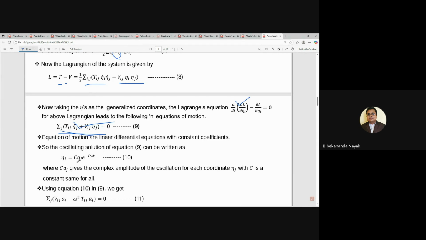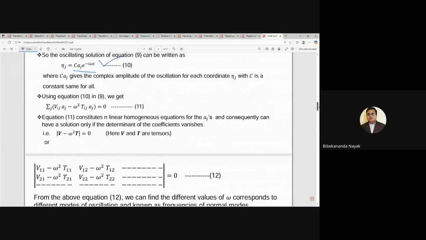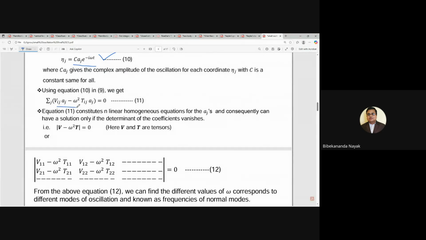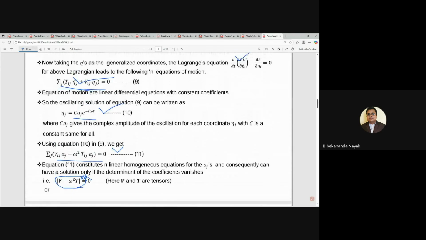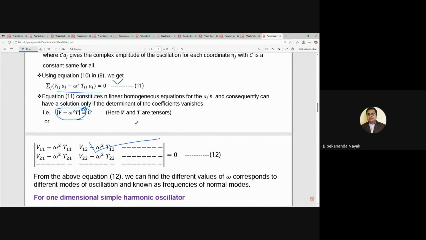The solution is C e to the power minus i omega t. Putting this solution in, we can write Vij minus omega square Tij times Aj equals 0. So Vij minus omega square Tij must be zero. If you open it like this, with components Vij and Tij, the determinant must be 0. Each omega gives you one kind of frequency or one mode of oscillation.